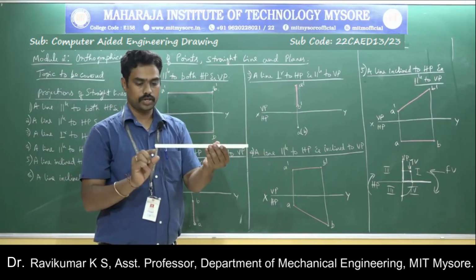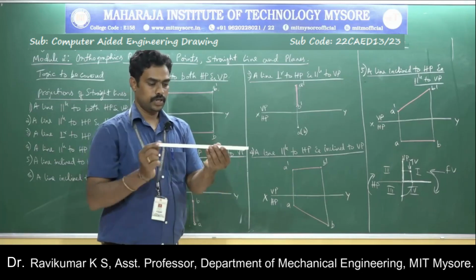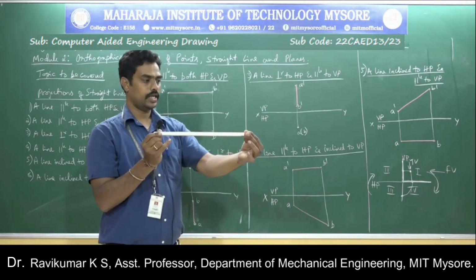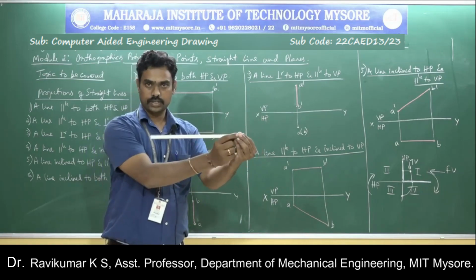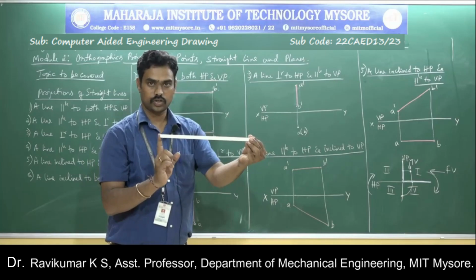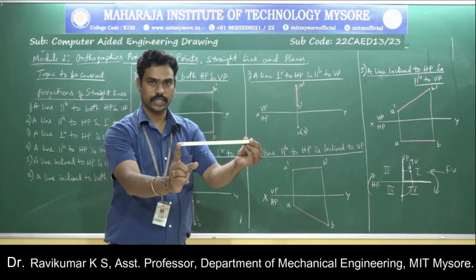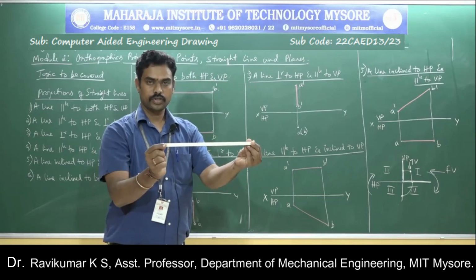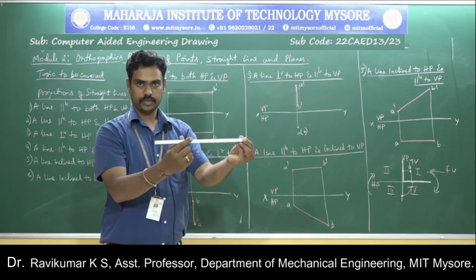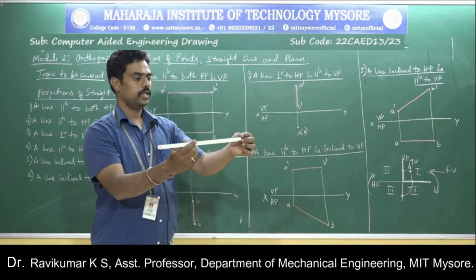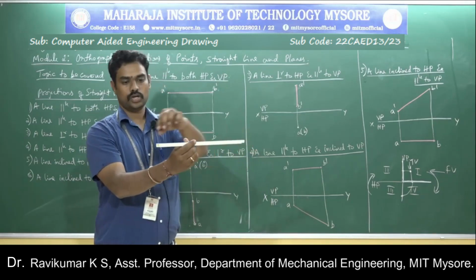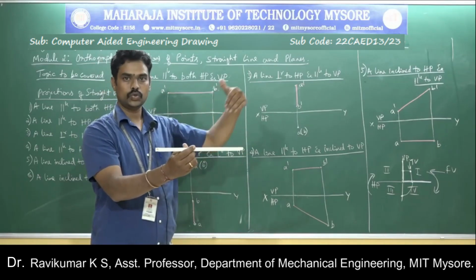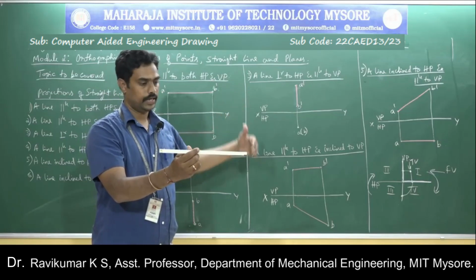So parallel to HP, I will not vary the distance, this one and this one. Instead, I will vary the distance from this point to the board and this point to the board. I will keep this constant, left hand side, this as constant, this as radius. I will rotate this like this. If I rotate this, then I am varying the distance of this point with respect to VP. Okay. Now in this position, the distance from this point to the board or the VP and this point to the board or the VP is different. Therefore, it is said to be inclined to VP or vertical plane.